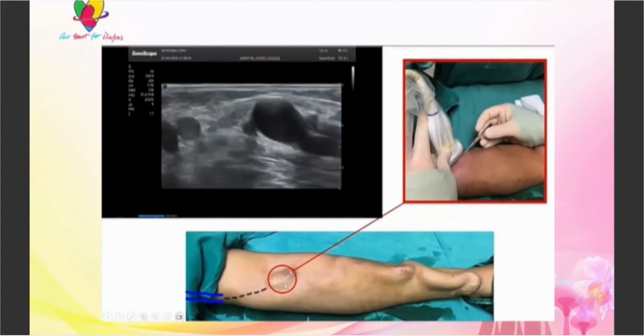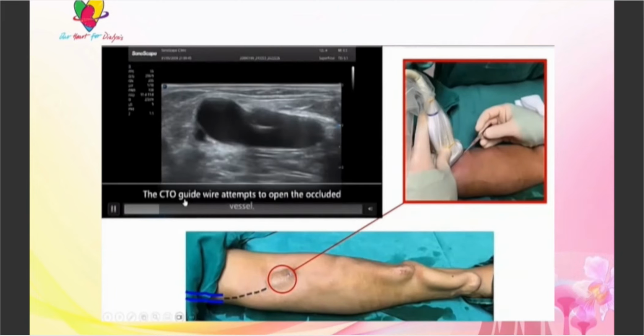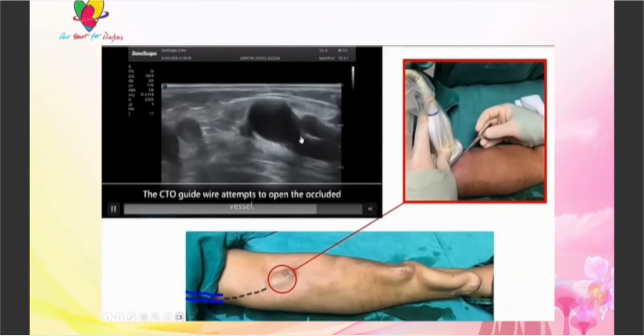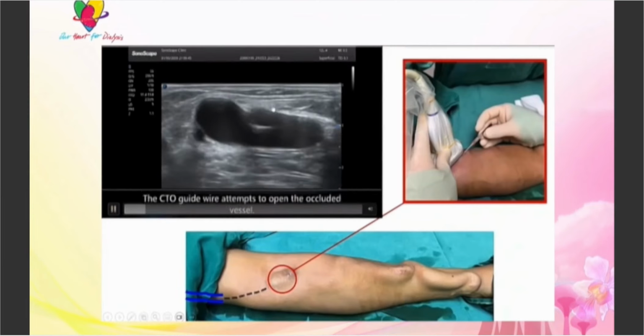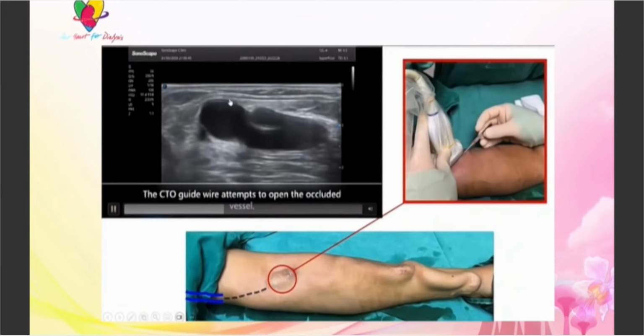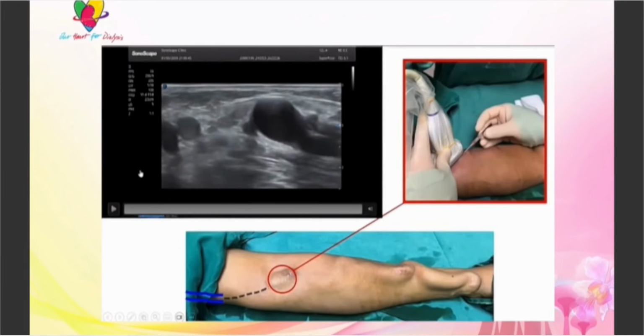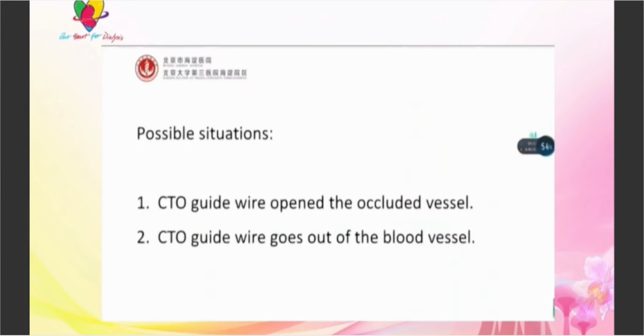First, we use needle puncture of the median cubital vein and use the CTO guide wire to attempt to open the occluded vessel. This is the guide wire, Asahi Titan 30. Then we may encounter 2 situations. First is the CTO guide wire opens the occluded vessel. That's okay. The second is the CTO guide wire goes out of the blood vessel.